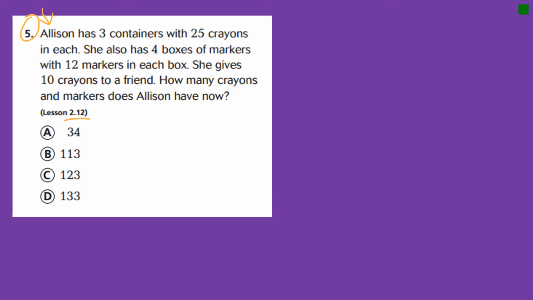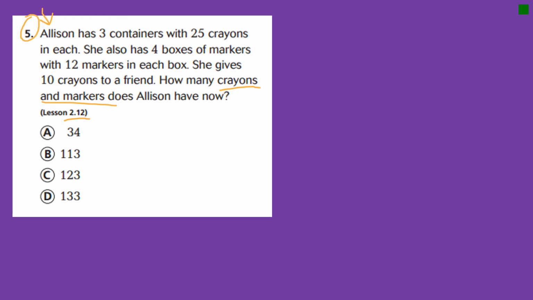Allison has 3 containers with 25 crayons in each. She also has 4 boxes of markers with 12 markers in each box. She gives 10 crayons to a friend. How many crayons and markers does Allison have now? Well, let me see here. You know what I'm going to do.